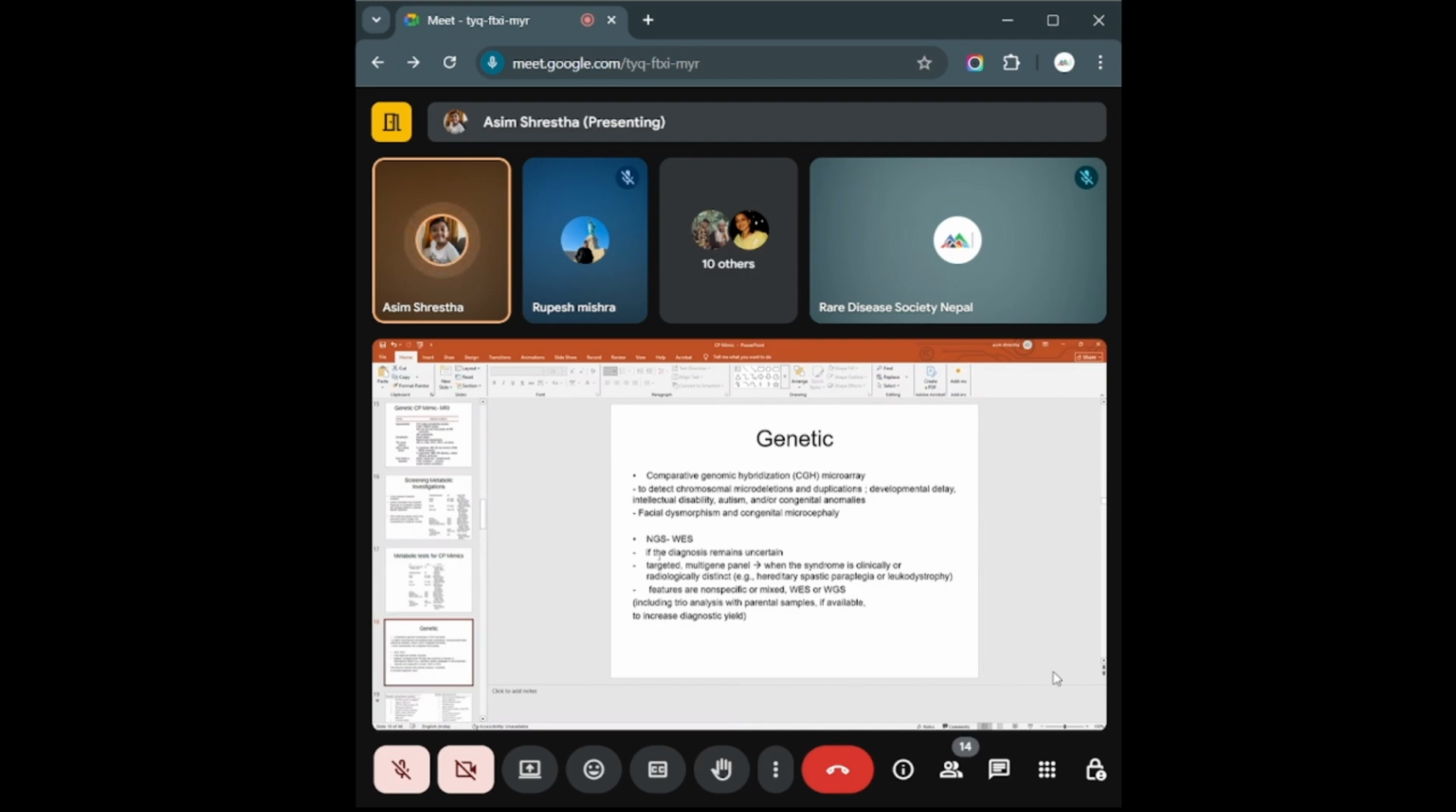Then if the diagnosis is uncertain, then we send for NGS or whole exome sequence when the features are non-specific. So nowadays even trio samples can be sent. Along with the kit, the parent samples can be sent. That is called a trio sample. Or when you have a clinical suspicion of certain leukodystrophies or spastic paraplegias, then a targeted multi-gene panel can also be sent in genetics.